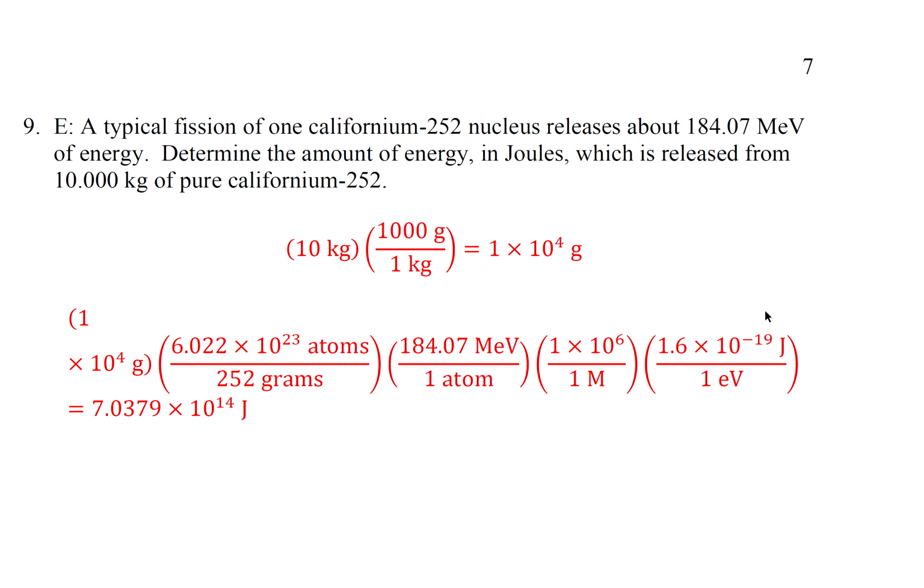Question 9. A typical fission of 1 californium-252 nucleus releases about 184.07 MeV of energy. Determine the amount of energy in joules which is released from 10 kilograms of pure californium-252. So 10 kilograms is 10 to the 4 grams. We convert it to number of atoms. And then we convert it to joules. So 7.0379 times 10 to the 14 joules. That's a lot of energy.